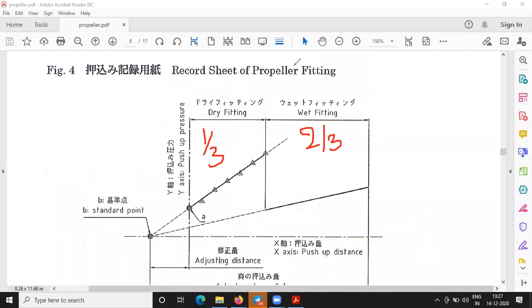So let's take, for ease of calculation, if you have to do a 24 mm push-up distance, 8 mm you will do by dry and 16 mm you will do by wet. Sir, one doubt, sir. Why can't we do 1/5 from the dry method and 4/5 from the wet method?